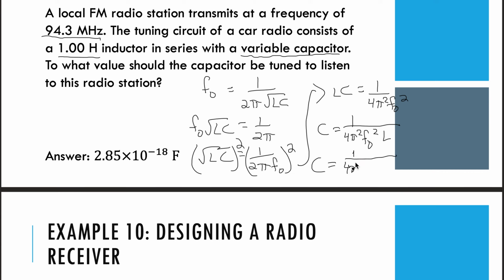So 4 pi squared, and we know that we want the resonant frequency to match the frequency of the radio station. So 94.3 times 10 to the 6. And then the inductance is 1 Henry here, times 1. So plug all of that in, and don't forget to square the frequency here. Then when you plug all of that in, you'll get 2.85 times 10 to the negative 18 farads for the capacitance, and you can now listen to your radio station.